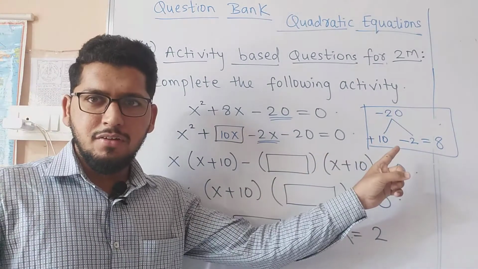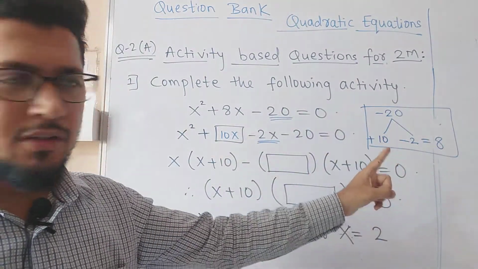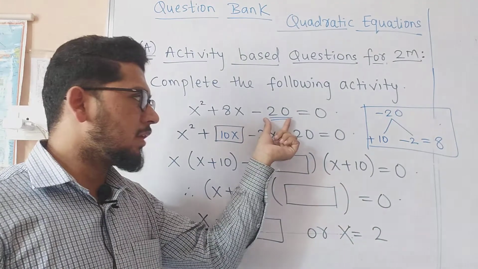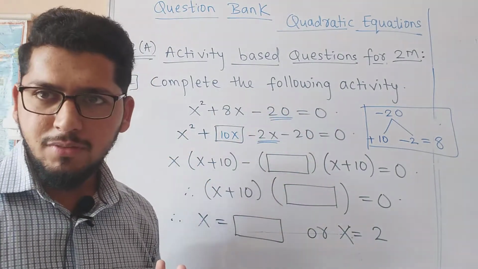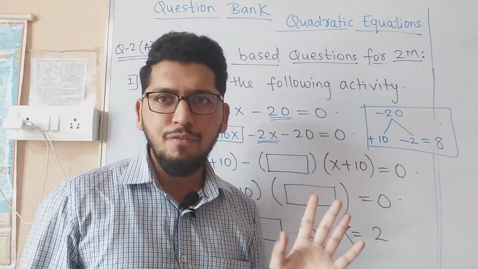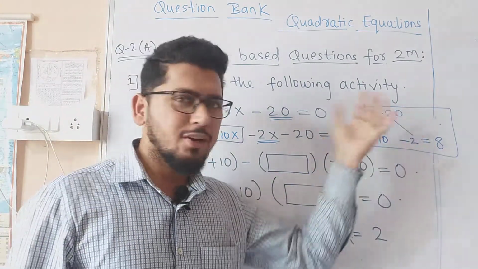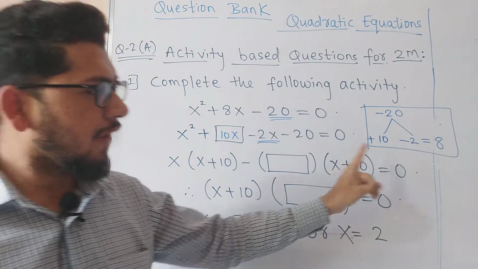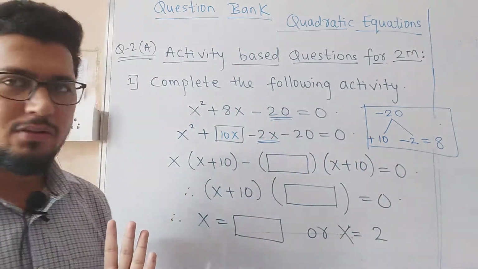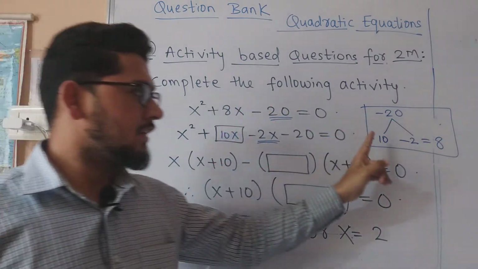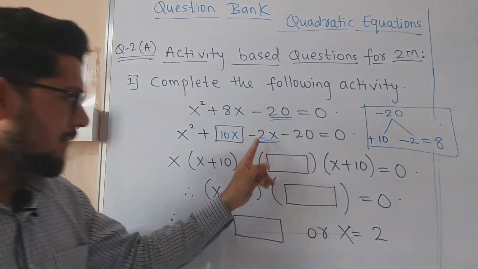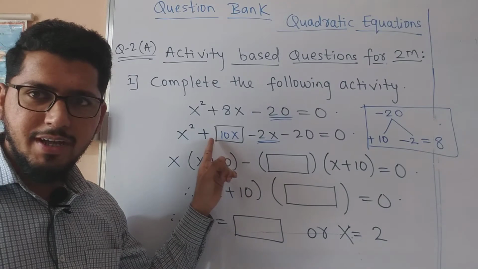Using factors. First we check the factors so that their multiplication is equal to the third term and their subtraction is equal to the middle term. So 10 twos are 20 is one such pair. When you multiply, you get 20, and when you subtract these two factors, you get 8. So x square is the same, instead of 8x I have written 10x minus 2x. Minus 2x is already there, so I have written 10x here.